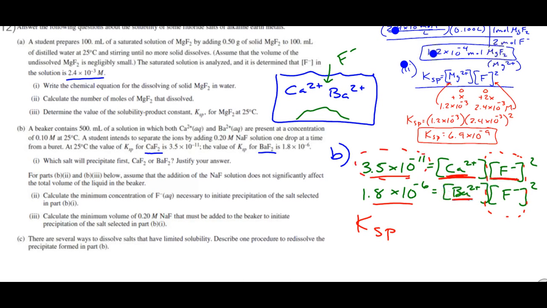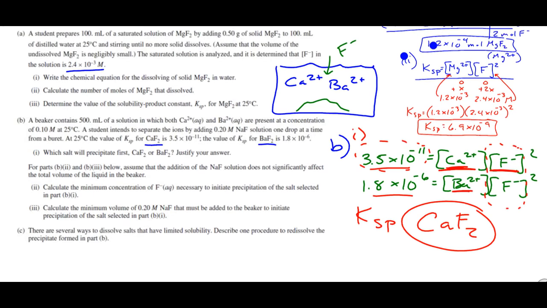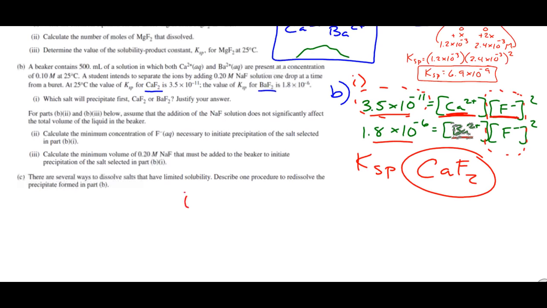Well, this number is much smaller than the other one. So that relationship is going to happen sooner. So the answer to which one will precipitate out first will most definitely be the CaF2, because the KSP is so much smaller. So that is Bi. All right, moving forward, Bii.